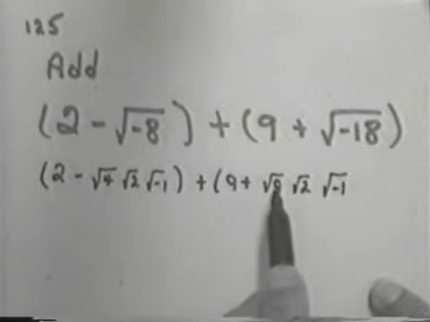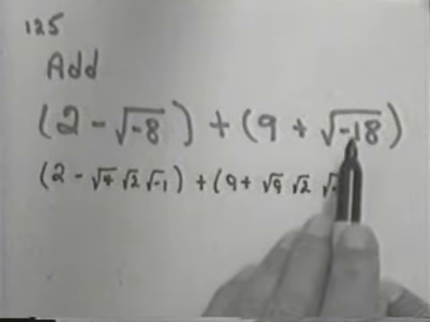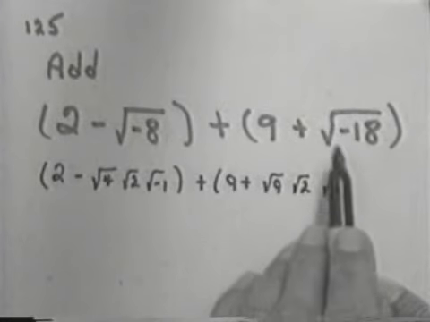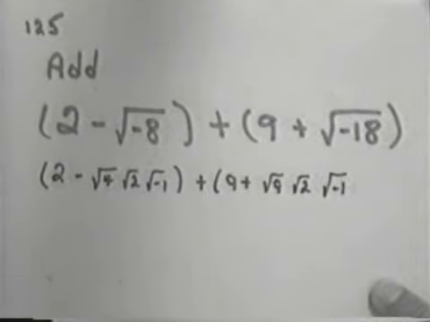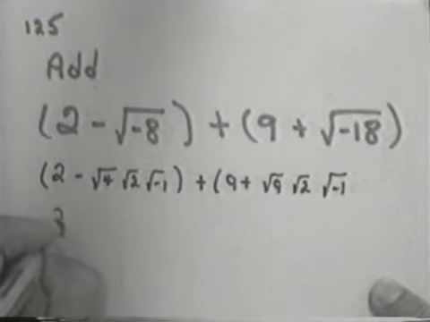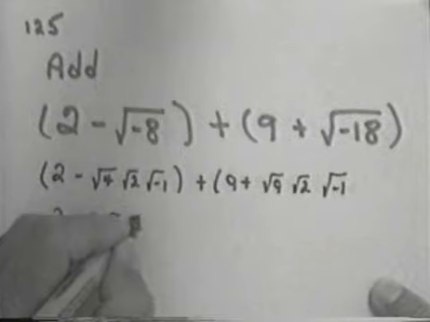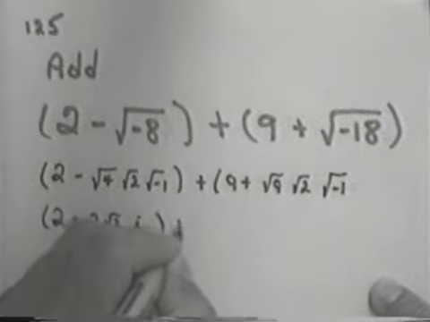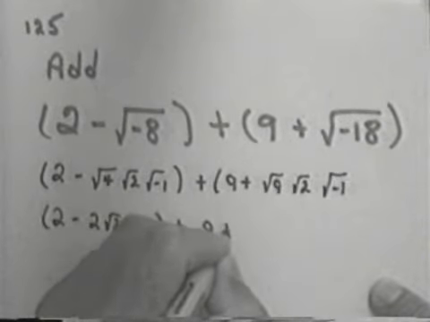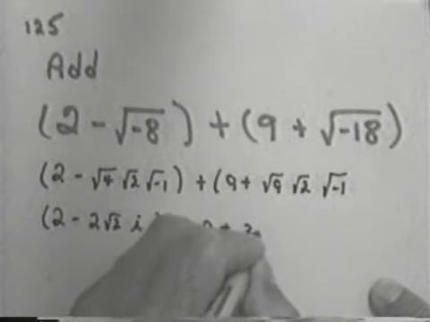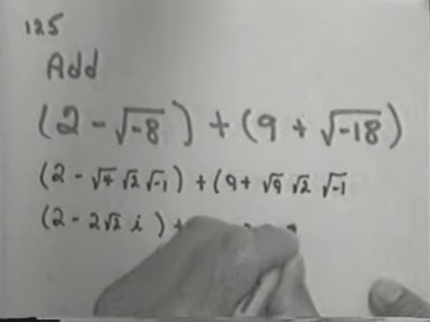18 is not a perfect square, but 9 is. 9 times 2 is 18. I've got the -1 because I had -18. I can write this as 2 subtract 2 times the square root of 2i plus 9 plus 3 times the square root of 2i.